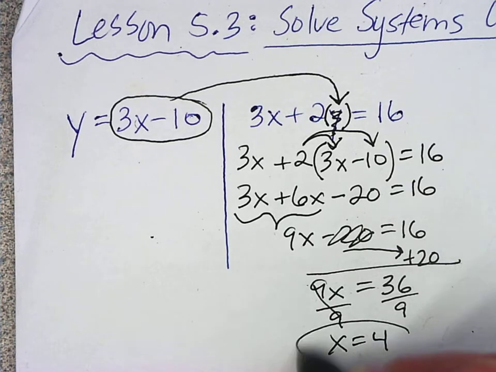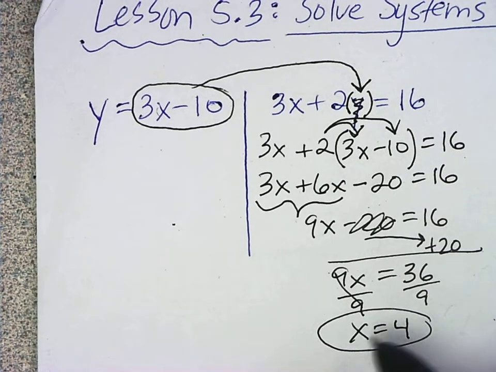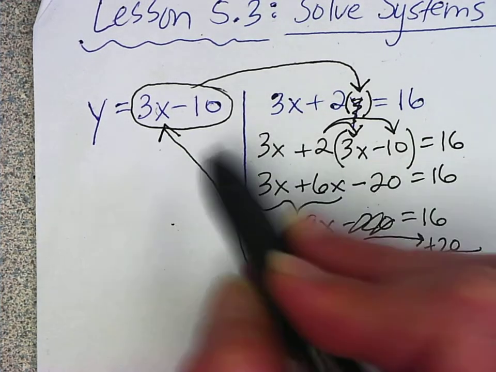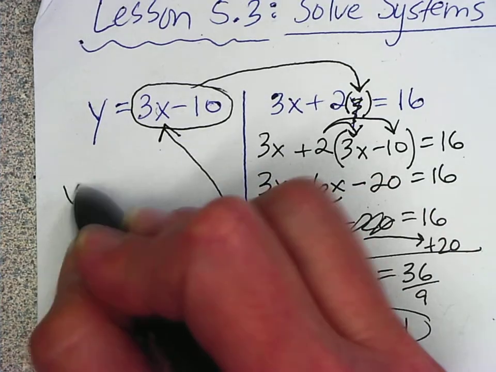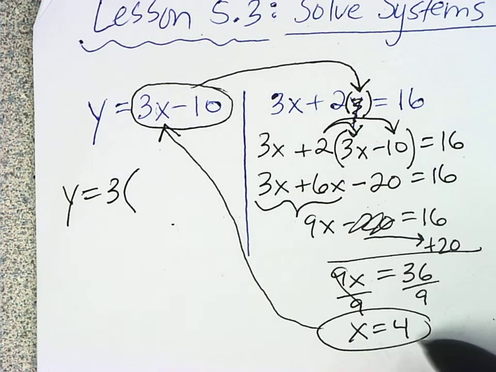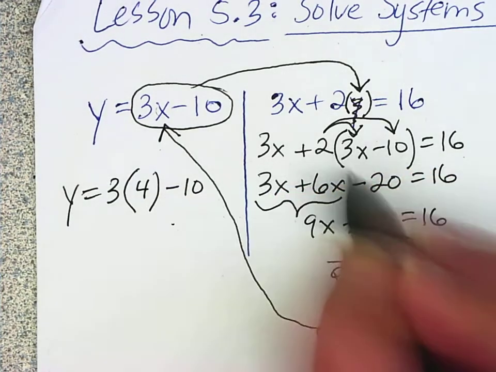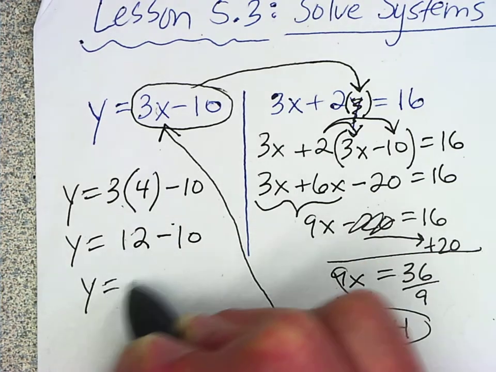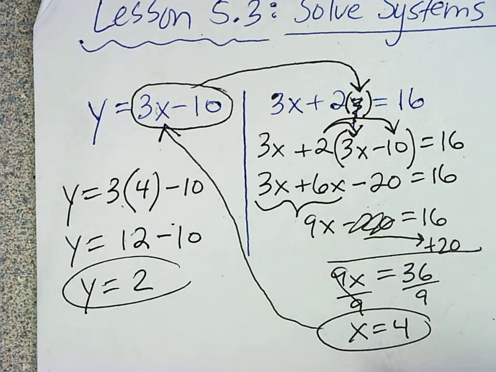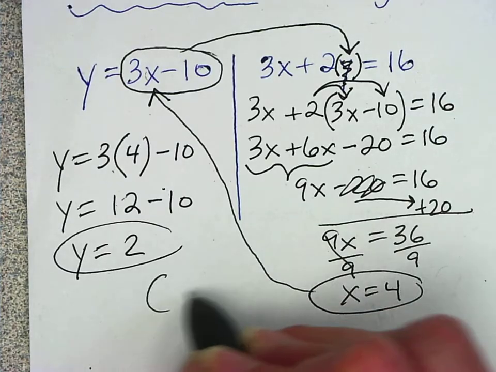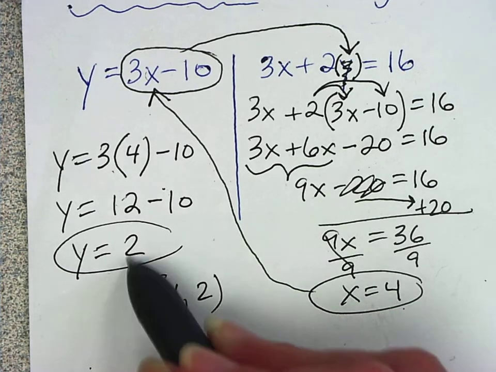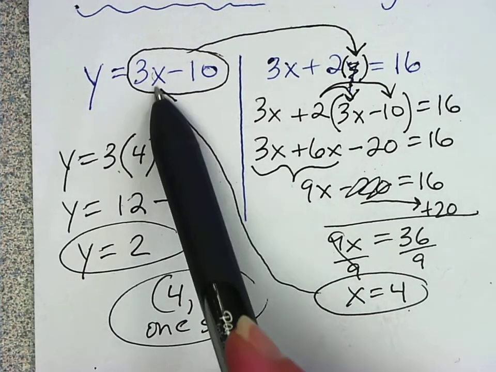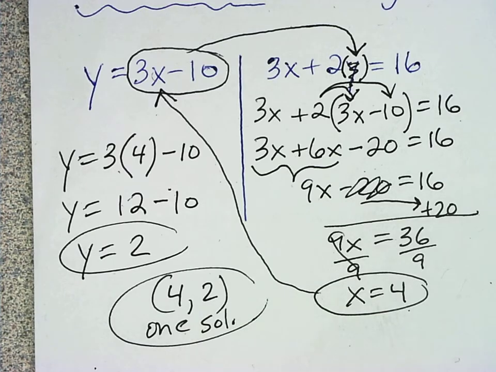So x is 4. Now that I know what x is, I'm going to take 4 and plug it right into this x in the other equation, and solve to find the y. So y equals 3 times what I'm plugging in for x, 4, minus 10. So 3 times 4 is 12. 12 minus 10 is 2. So this is one solution. I'm going to write this as an ordered pair: (4, 2), x is 4, y is 2. And again, this is one solution. If we were to graph both of these lines, they would intersect at this one point, one solution.